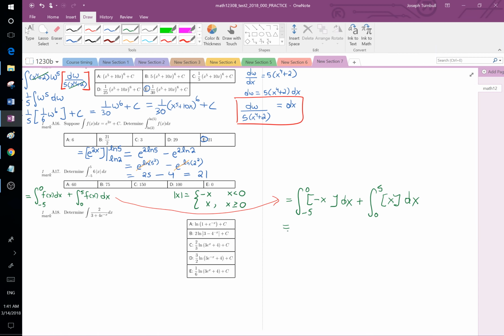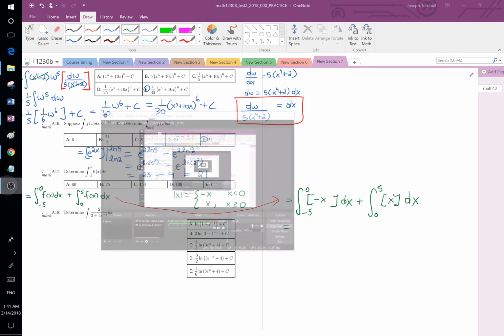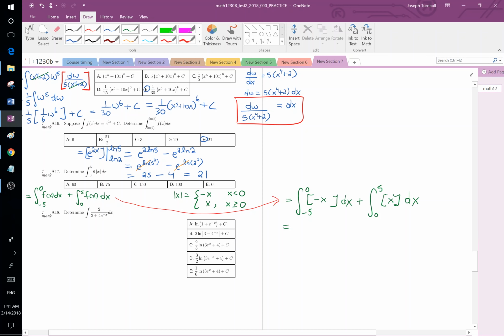Okay. Just check the time here. Okay. I put the negative sign up front. It's not a bad idea to factor constants in front of integrals. So we have integral from negative 5 to 0 of x dx plus integral from 0 to 5 of x dx. Now I'll take the antiderivative of each piece. Antiderivative of x is 1/2 x squared. I'm going to go from negative 5 to 0, plus another 1/2 x squared evaluated from 0 to 5.